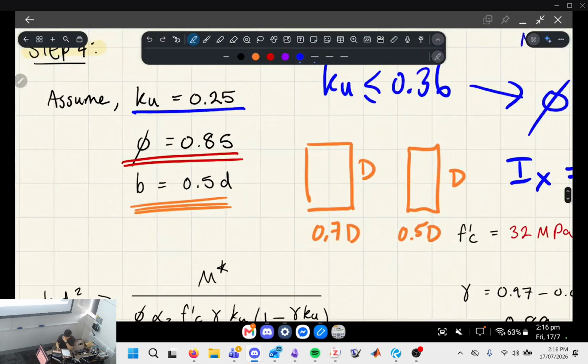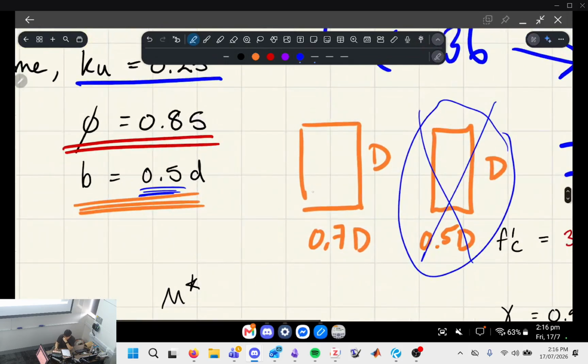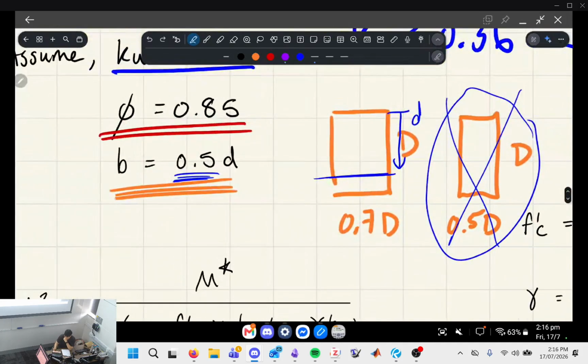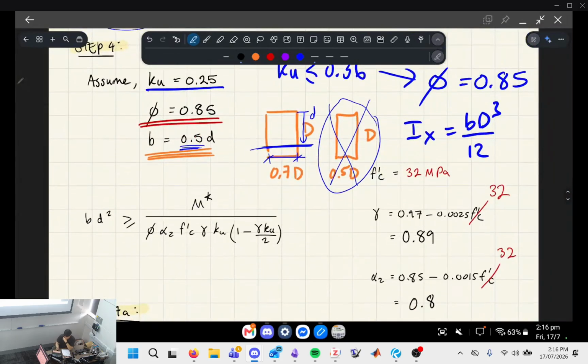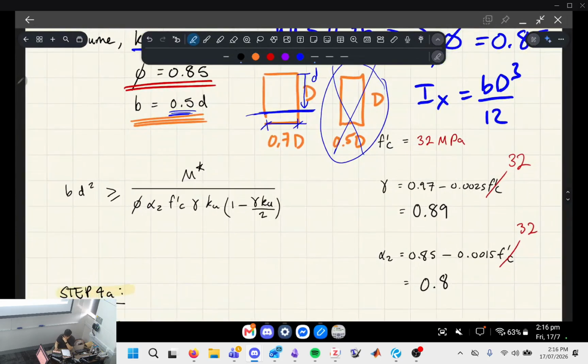Oh, sorry. The other thing I should mention. Okay, sorry, my bad. We don't quite do what I was saying here. We're actually doing this. So d, lowercase d, is the depth to the tensile steel, right? So anyway, point is, ignore what I was saying earlier. The idea is we're going to assume the width to effective depth ratio is 0.5, rather than width to total depth, okay? So we're going to replace that with 0.5 lowercase d.